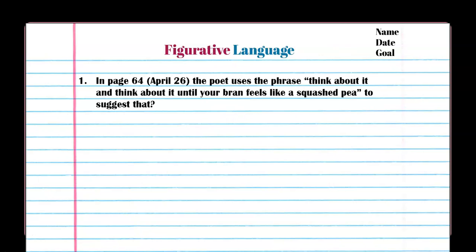On page 64, which is April 26th, the poet uses a phrase: think about it and think about it and think about it until your brain feels like a squashed pea. To suggest... Boys and girls, what is the poet or the speaker trying to suggest here? I'm going to give you 30 seconds to copy that, and then we're going to go back and reread that page.